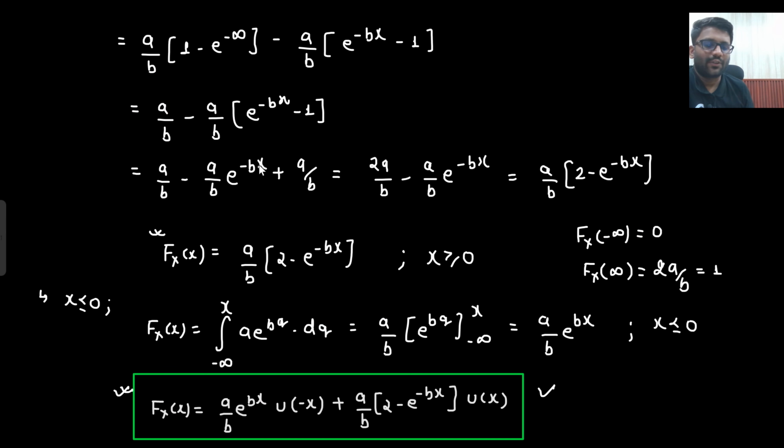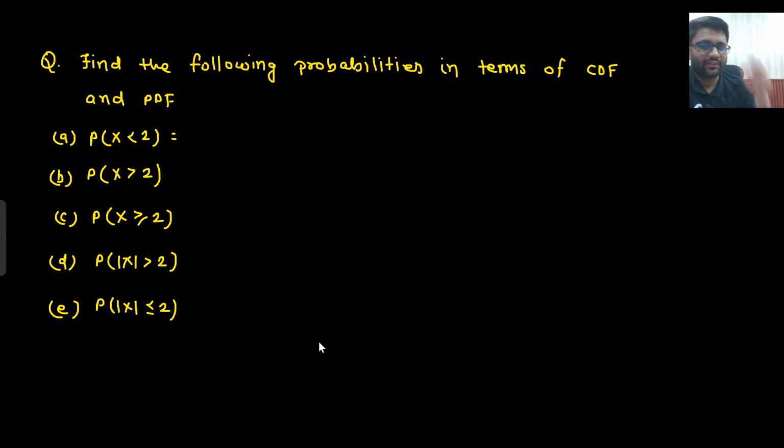And then we find out the expression of Fx of x. Here also I can check that I know Fx of infinity should be 1. And what is Fx of infinity coming out to be? 2a by b. So that should be equal to 1. Right? Let's go to the next question.